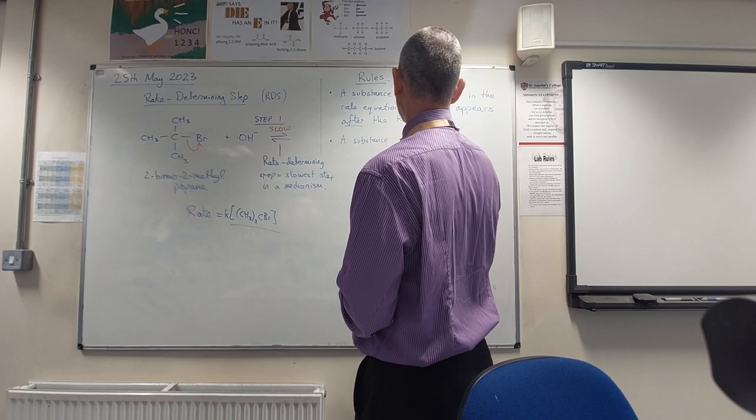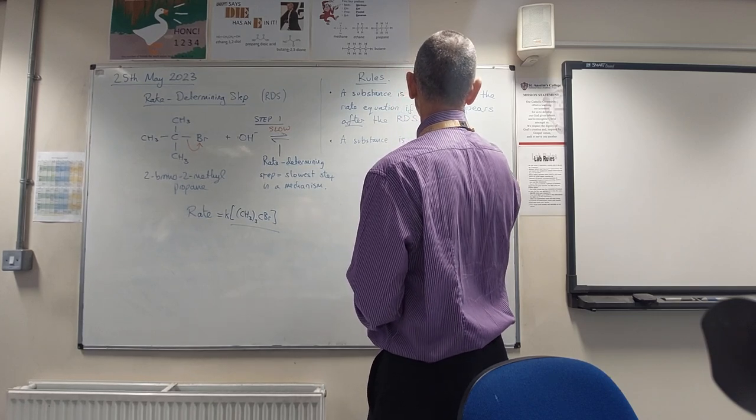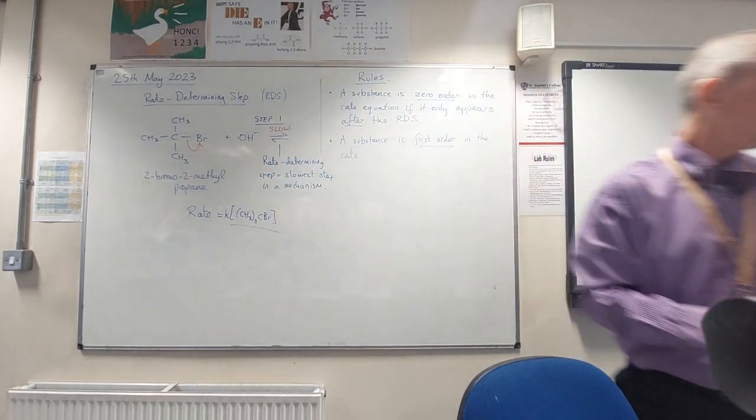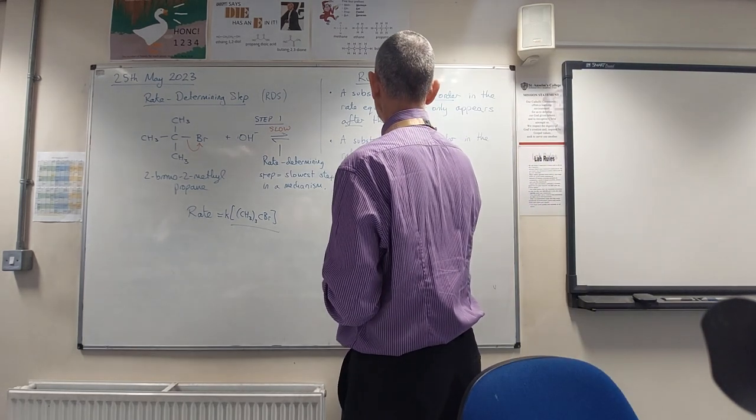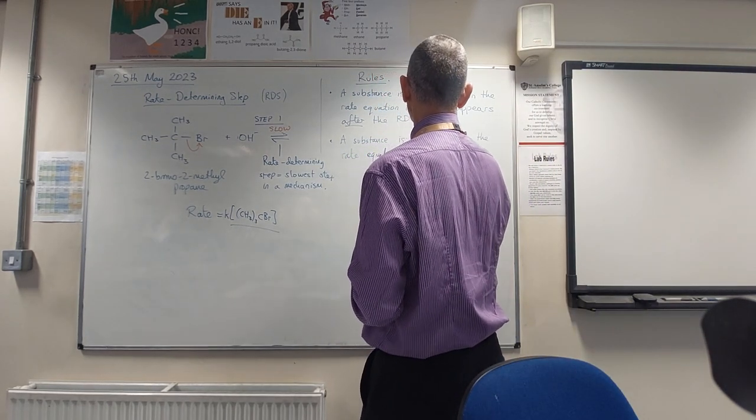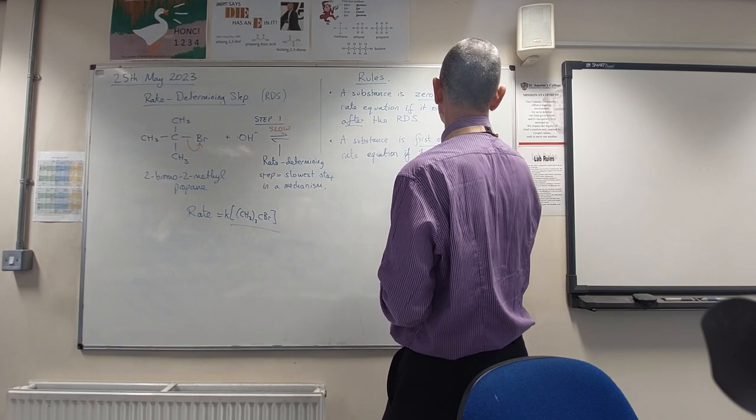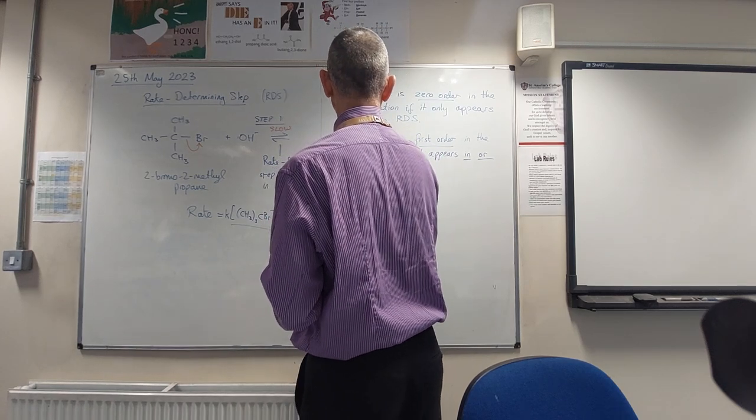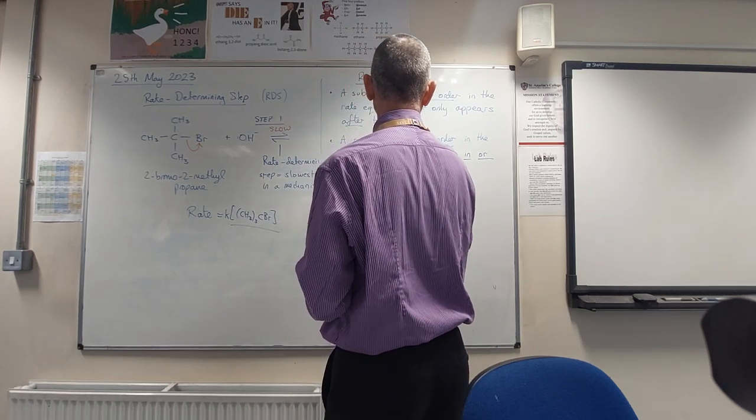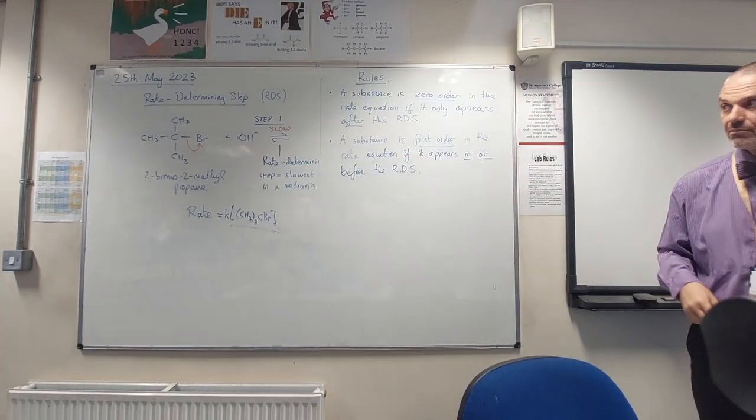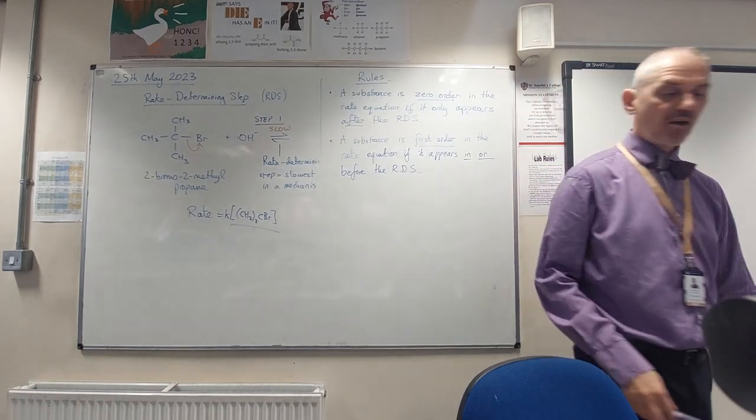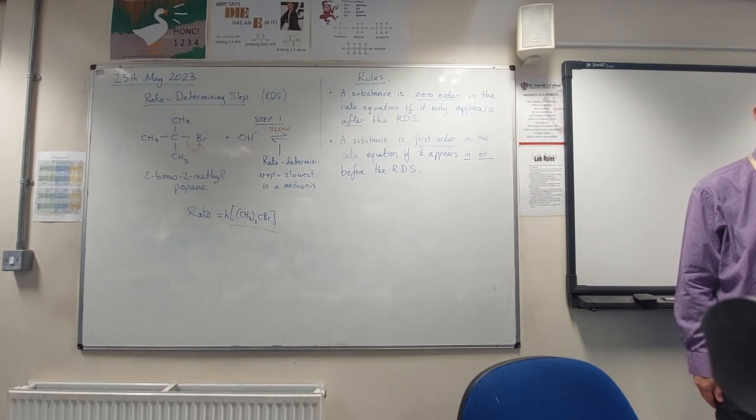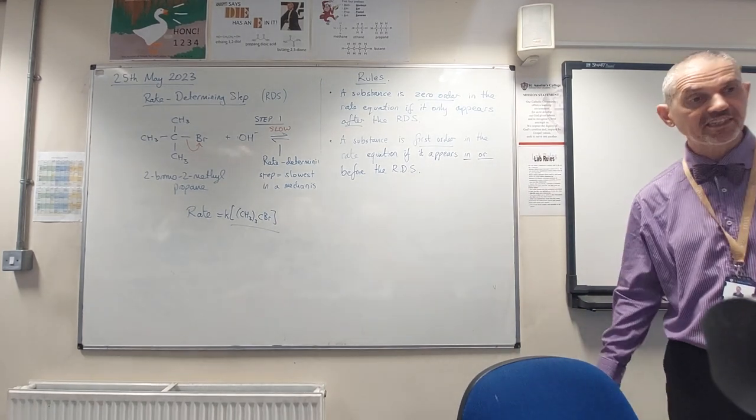So the flip side of that is a substance is first order in the rate equation if it appears in or before the rate determining step. So 2-bromo-2-methylpropane appears in the rate determining step, so therefore it's first order in the rate equation. OH minus doesn't, so it's zero.